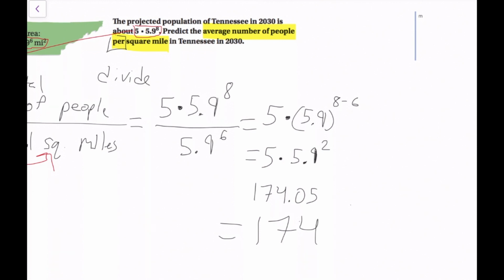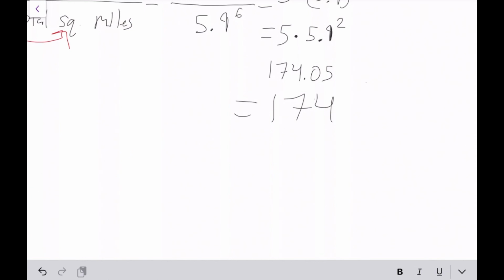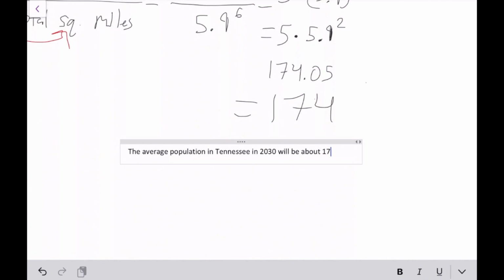But anytime we have a word problem, it's nice to have a word answer. So I'm going to type in here: the average population in Tennessee in 2030 will be about 174 people per square mile. So this is the correct value, and now we've answered the question with a word answer. So that's how to do this one.